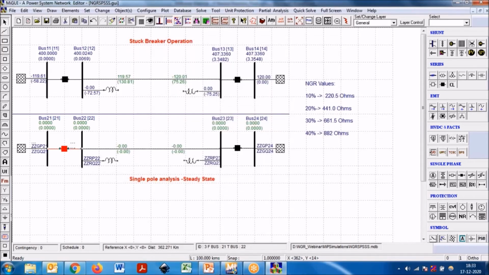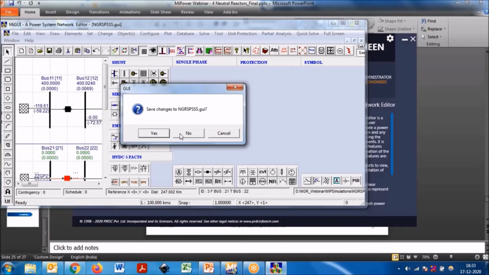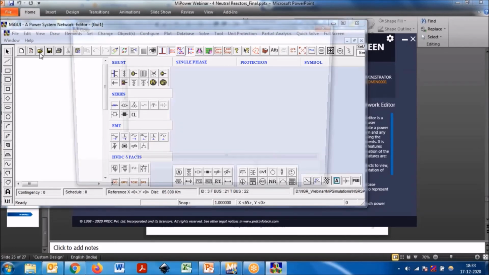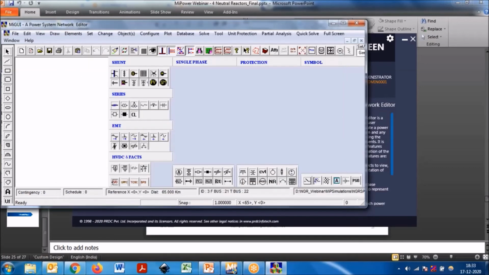Like this, you can also do the stuck breaker operation, and we can measure the recovery voltage. And is there any resonance problem? We can check in steady state. Next case, just open transient.